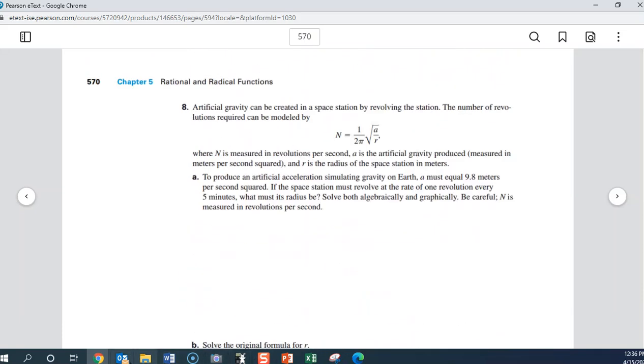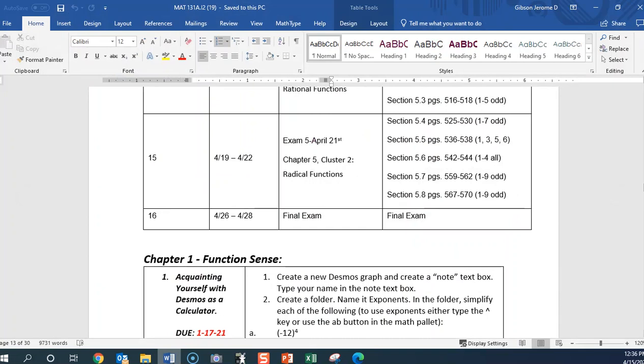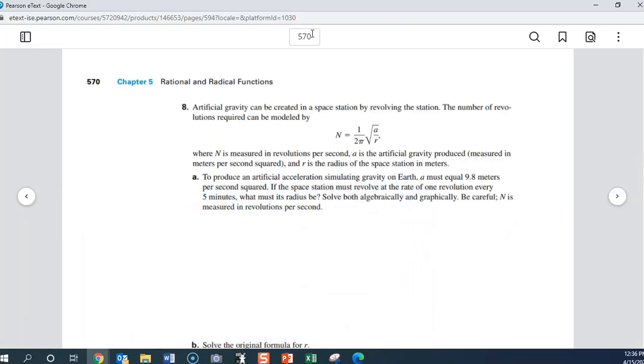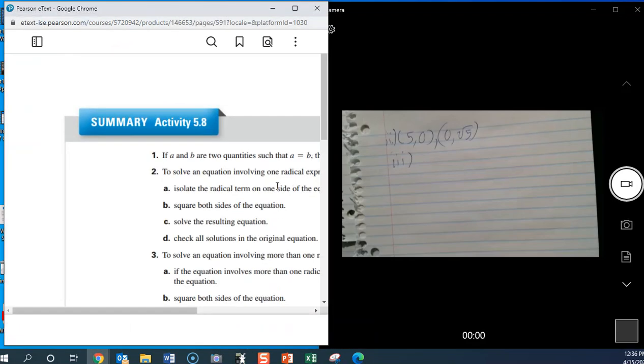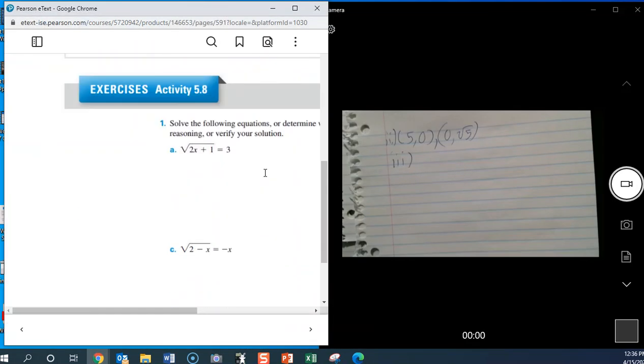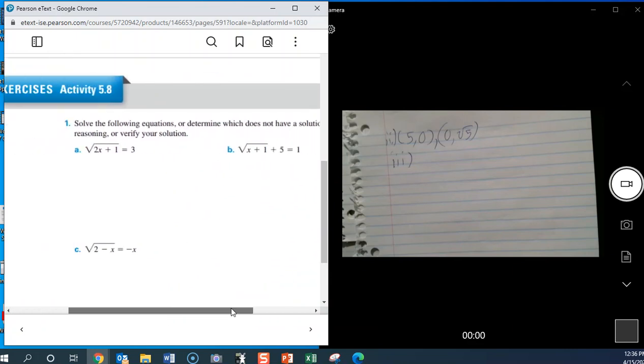Oh, made a little error here. It's 567. Oh, I put in the last page. So it's page 567 that we're going to. And we're going to do problems 1 and 3 off of this section.